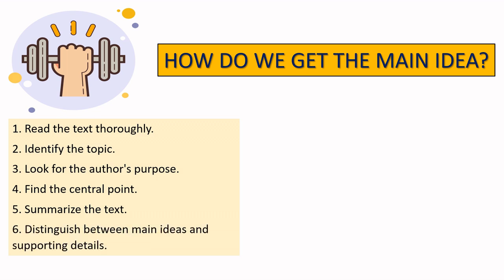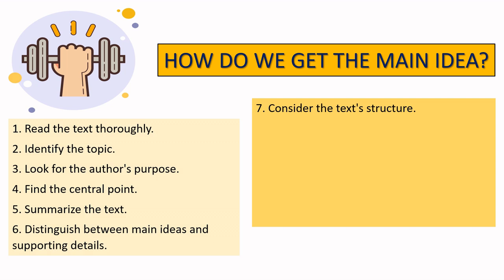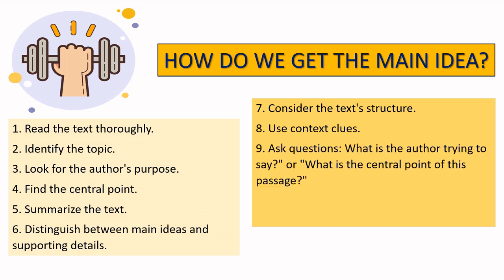Number 6, distinguish between main ideas and supporting details. Supporting details provide evidence and explanation for the main idea. 7, consider the text structure. Number 8, use context clues. 9, ask questions. What is the author trying to say? Or what is the central point of this passage? Number 10, practice. Identifying the main idea takes practice. By understanding and identifying the main idea, you can become a more effective reader and better comprehend the information you encounter.